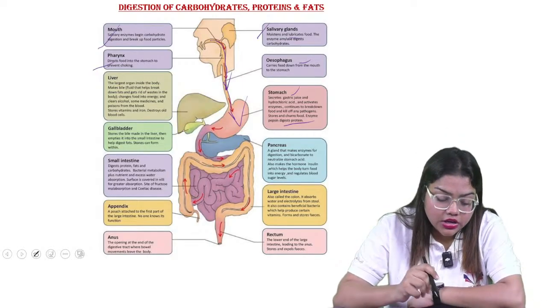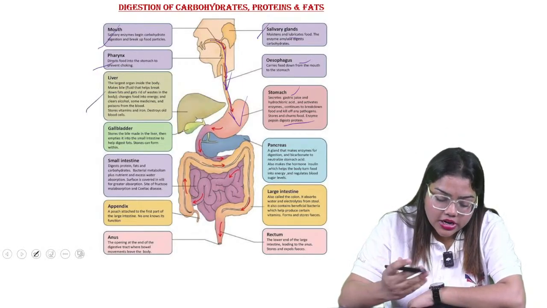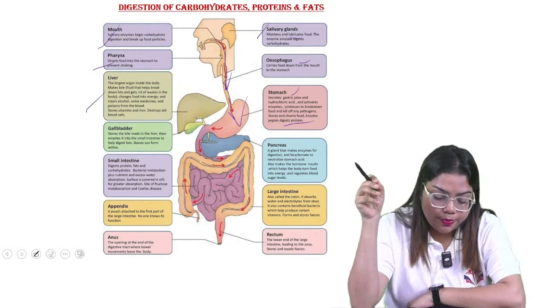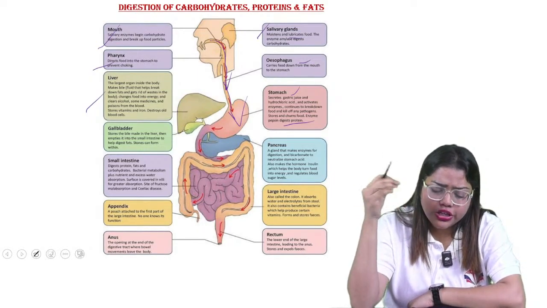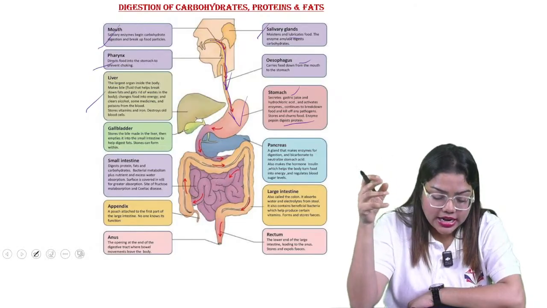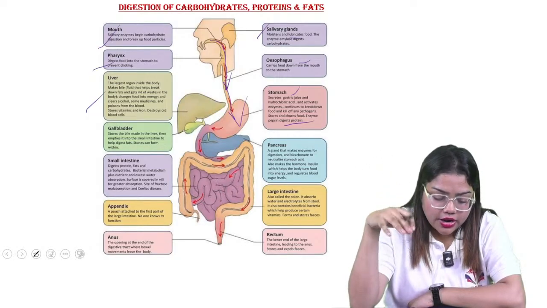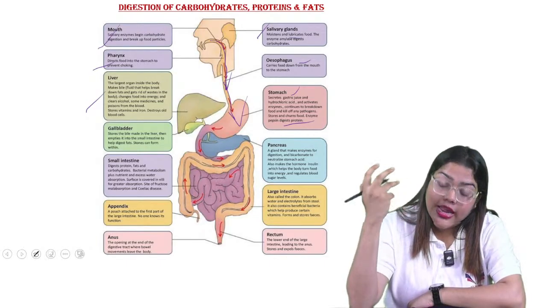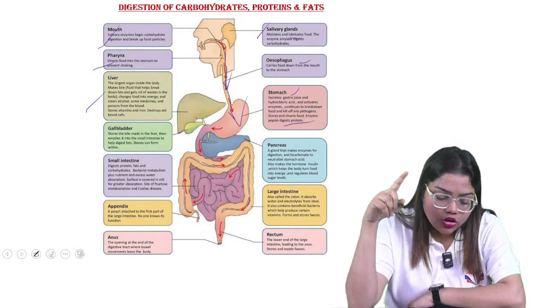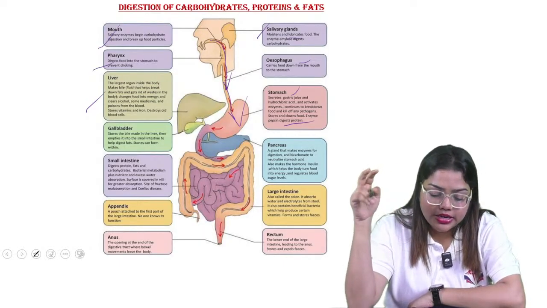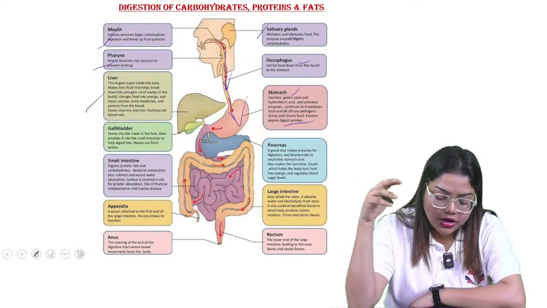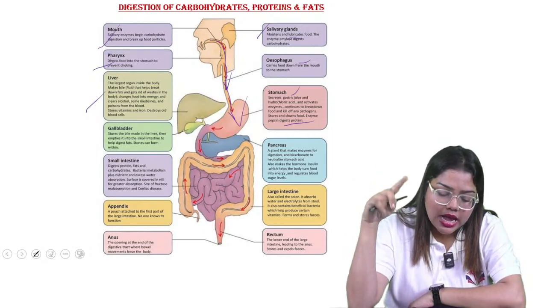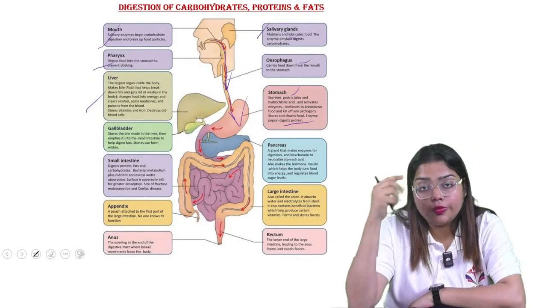Then we have the liver. The liver is the largest organ inside the body, and it makes bile, a fluid that helps to break down and absorb fat and get rid of waste in the body. It changes food into energy, and it also clears alcohol, some medicines and poisons from the blood. It stores vitamins and iron, and destroys old blood cells.